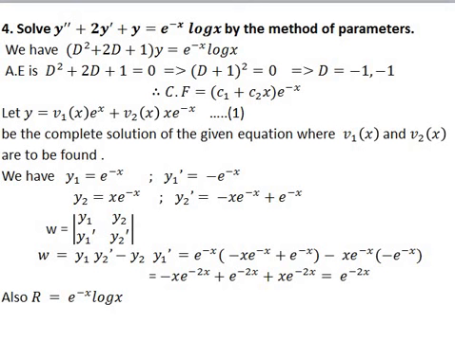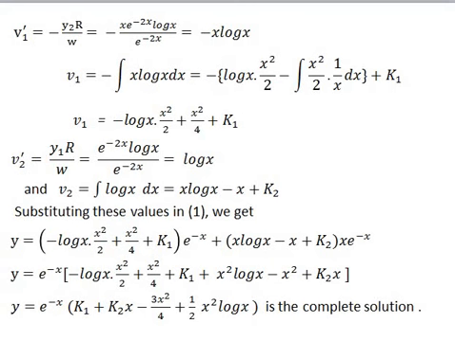Also, r is equal to e to the power of minus x log x. v1 dash is equal to minus y2 r divided by w. Here y2 is x e to the power of minus x, r is e to the power of minus x log x, divided by w, which is e to the power of minus 2x. The e power minus 2x terms get cancelled, so v1 dash is equal to minus x log x. Therefore, v1 is equal to minus the integration of x log x dx.